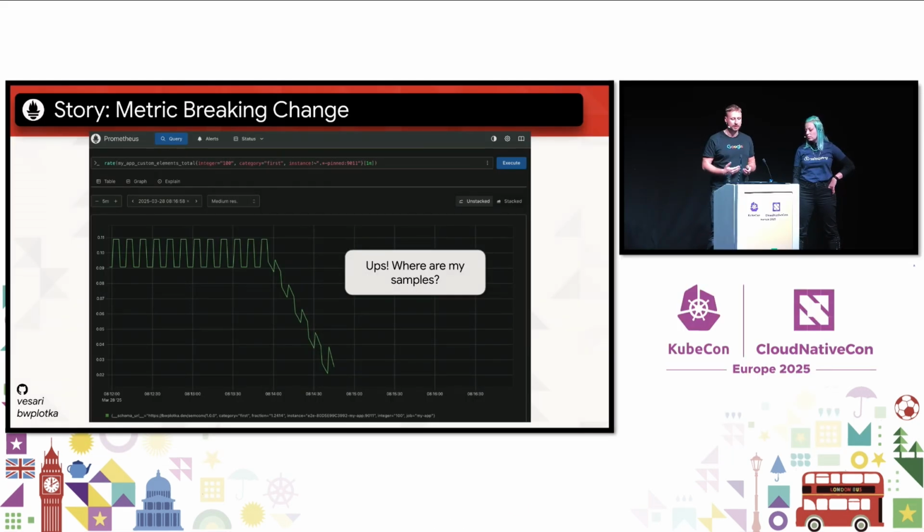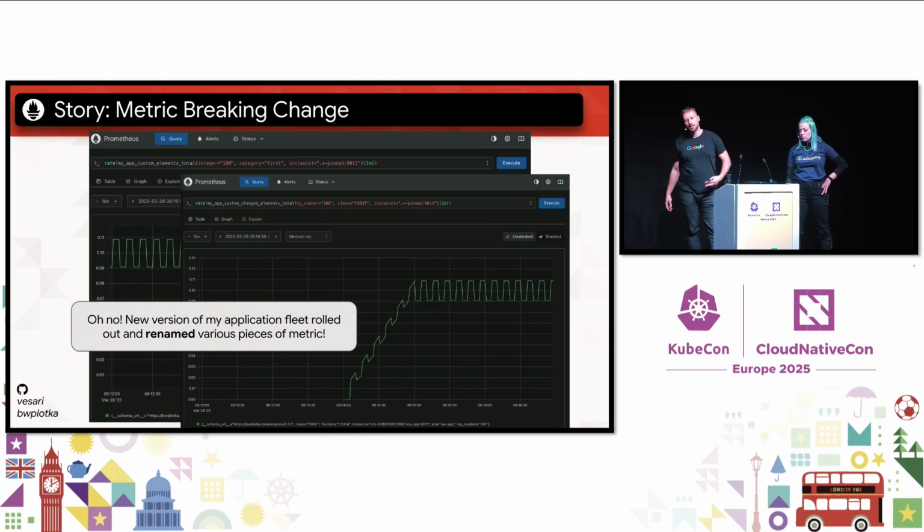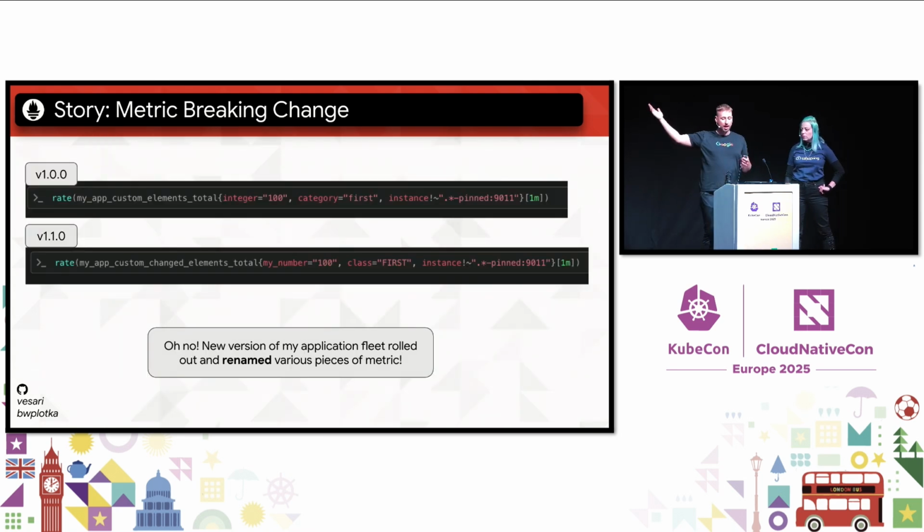Imagine that. And it happens, right? Suddenly, after the underlying server application that was giving us those metrics restarts, we don't have the query working anymore. So what happened? After some stressful debugging, you take a look and you realize that the application with this key metric was upgraded to a new version. And this new version actually renamed a metric and made small naming changes to the metric. What's worse, it's not only a metric name, but also a couple of labels, right? So it changed integer to my number and category to class, and then the label value changed to uppercase, just because maybe it was clearer and easier to read.